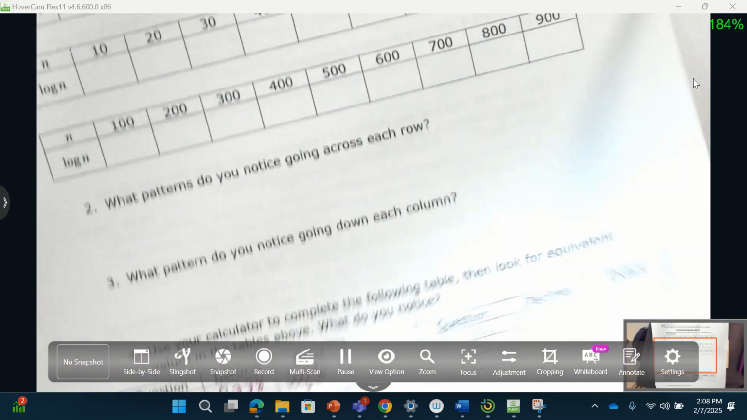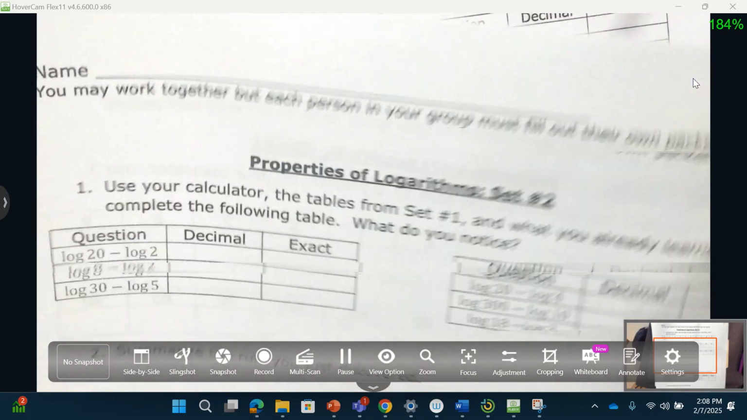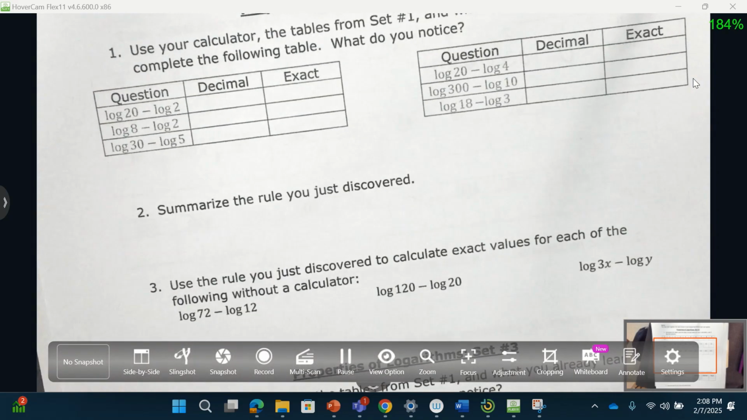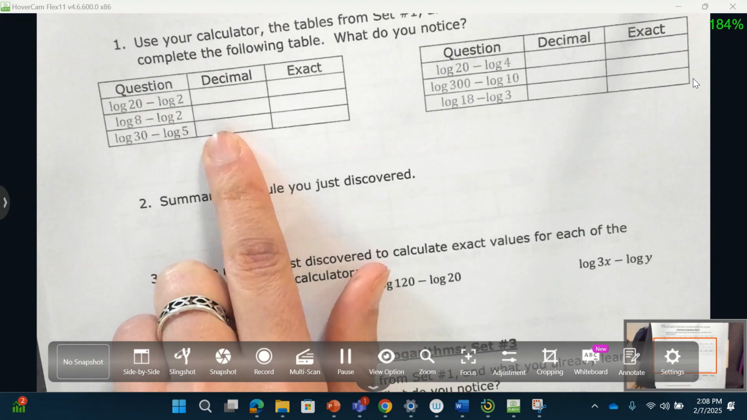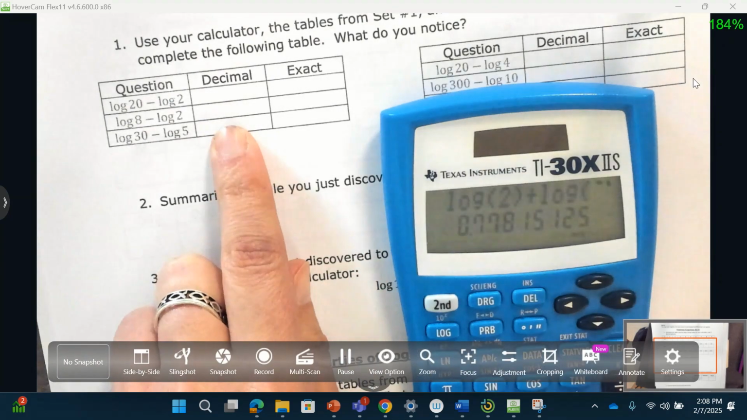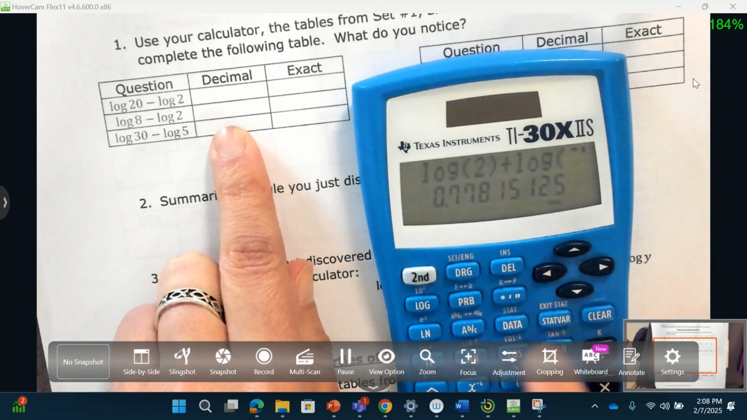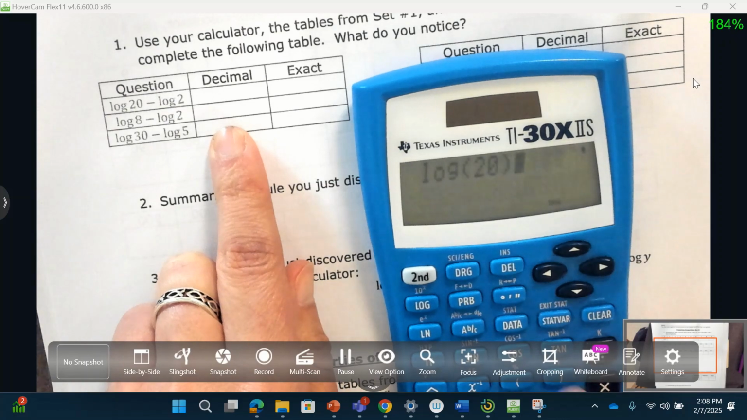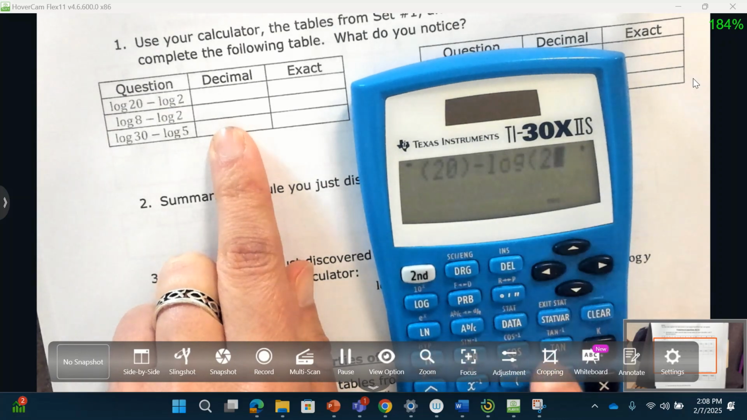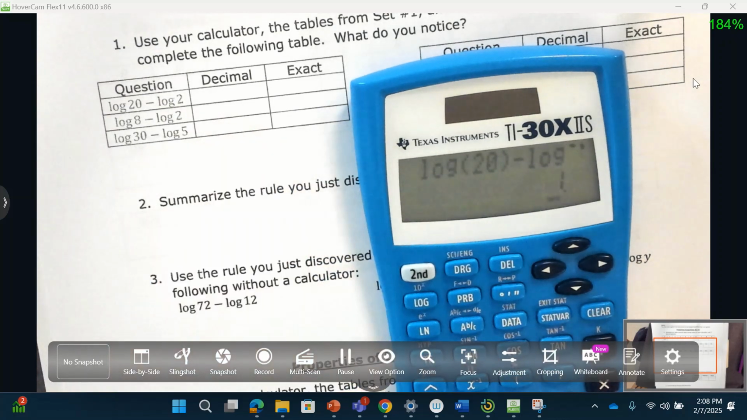Now, as you go through this, you go on to the next page. The next one is the same, except you'll have subtraction. So you would do log 20 minus log 2. So log 20 minus log 2, and you get the number 1.